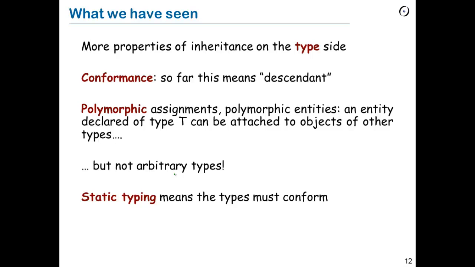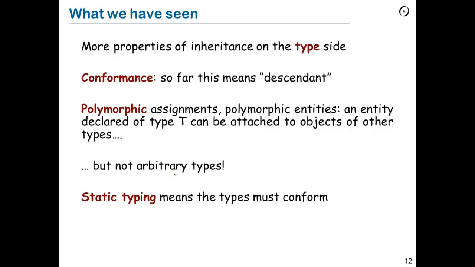This is indeed all that we had to see in this sub-lecture. So what we have studied is a set of really important techniques that are fundamental in modern programming. We've seen more properties of inheritance, not so much on the module side as on the type side. We have seen conformance, which is a relation between types, and so far it means the same thing as a class being a descendant of another. We've seen the possibility of assignments that are no longer just monomorphic but polymorphic. An entity declared of a certain type T can become attached to objects of other types, but not arbitrary types. These have to be conforming descendants.